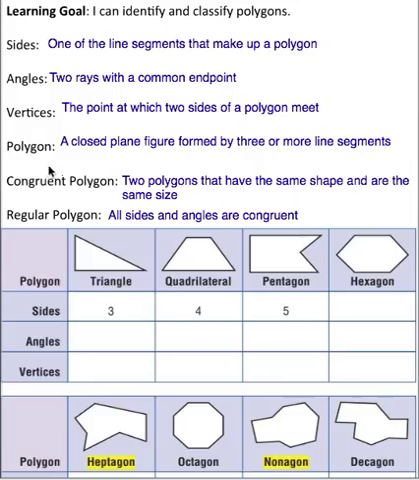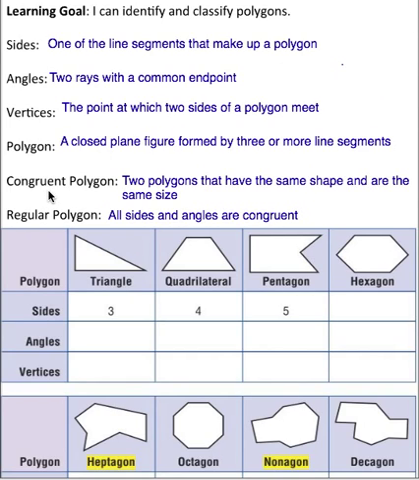The next definition we have is a polygon. A polygon is a closed plane figure formed by 3 or more segments. So if you look, each of these shapes are polygons because there's 3 or more line segments in each of them, and they're closed. That means there is no opening. An open polygon doesn't exist because a polygon has to be closed. But if you had a shape like a C, that's not a polygon because it has a big gap right here. So a polygon has to be closed.